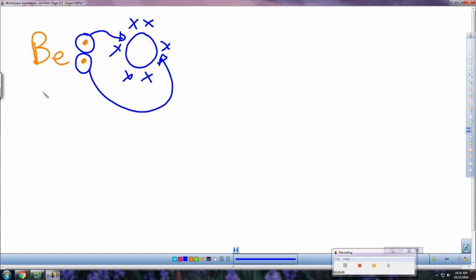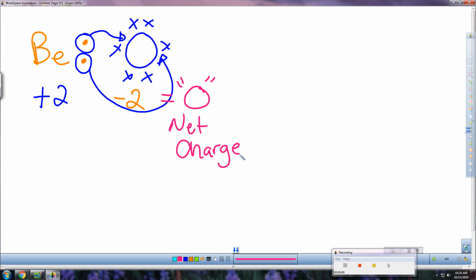So beryllium has gotten rid of its 2. It now has a 2 positive charge because it got rid of 2 electrons. Oxygen has taken on 2, so it now has a 2 negative charge. And if we take a look at that, the net result, 2 minus 2, is 0. So when the net charge equals 0, now you have a stable bond. And this is simply BeO, which is beryllium oxide. Again, dropping the ending of oxygen and just adding the IDE portion to that.